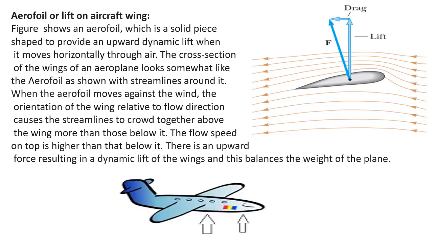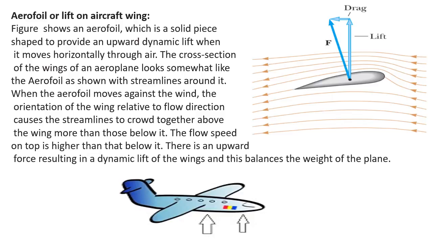As shown in the figure, the cross-section of the wing of an aeroplane looks like an aerofoil. The wing is so designed that its upper surface is more curved and hence longer than the lower surface, and the front edge is broader than the rear edge.